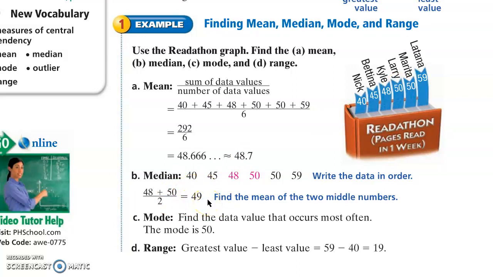The mode is asking which number is used the most. And all of these numbers are used once except for the number 50. So 50 is the mode. And the range is going to be the biggest number minus the smallest number. 59 minus 40 is 19. So the 19 is the range.